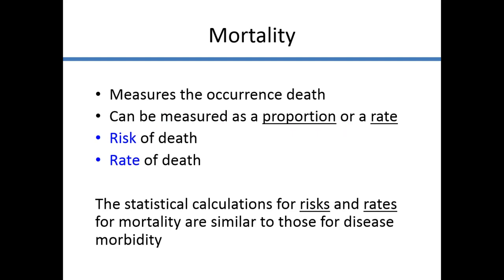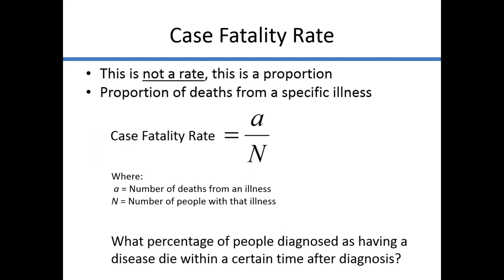Measures of mortality are very, very similar. I was talking about incidence of disease. You can treat mortality as an outcome, okay? Except the only difference is you can have a mortality rate, you can have a mortality risk, but you're not going to have a prevalence. What's the prevalence of people who have died? That doesn't make sense anymore. So risk and rate of death are very similar. Same calculations. It's just another outcome. But obviously, prevalence doesn't make sense.